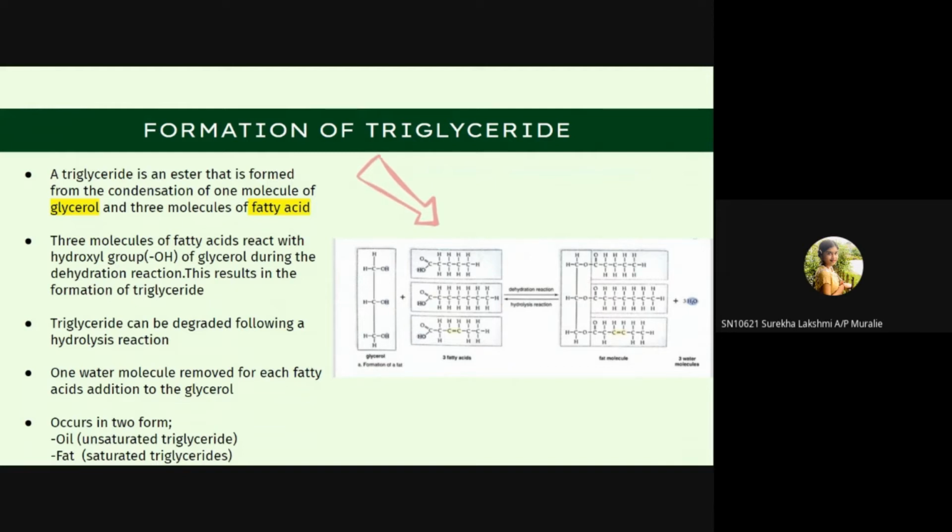Meanwhile, fatty acids are one of the building units of lipid. Fatty acid consists of a long hydrocarbon chain with a carboxyl group at the end. This triglyceride can be broken down into fatty acids and glycerol by a hydrolysis reaction. Take notice that one water molecule is removed for each fatty acid's addition to the glycerol. Triglyceride can occur in two forms, which are oil and fat. Oil is made up of unsaturated triglyceride and fat is made up of saturated triglyceride.